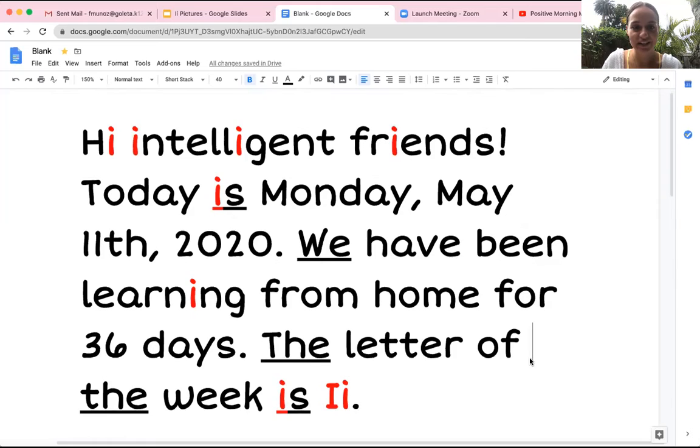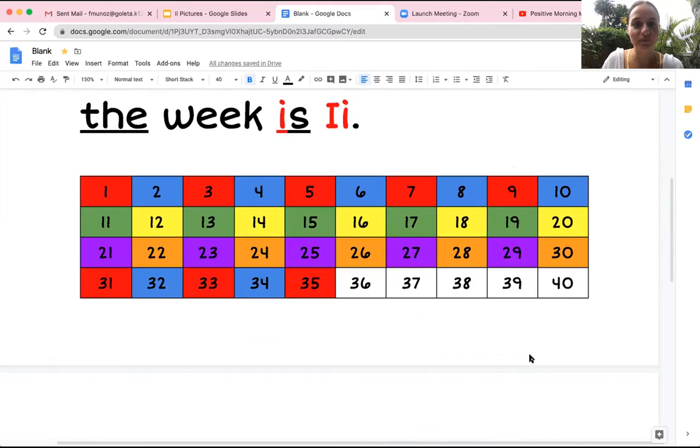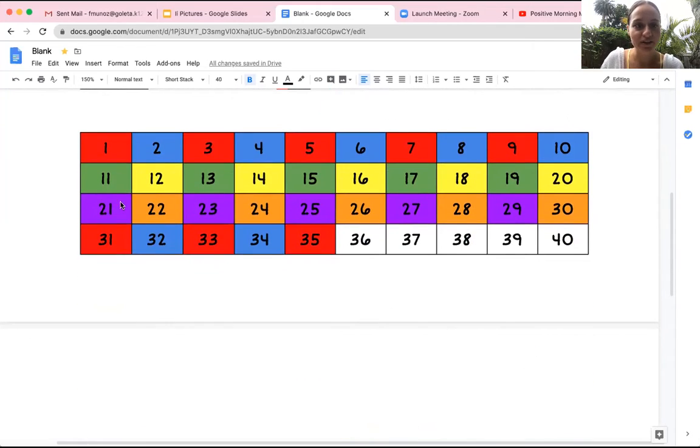Okay, let's count our days learning in school. Here we have our pattern chart. So our first pattern was red, blue, then we had green, yellow, then we had purple, orange, then we started with red, blue. Because we're starting with red, blue, we can also go down. Our pattern starts to repeat again in the last line. So let's see if we can find it two ways.